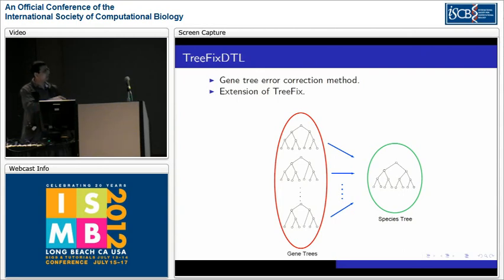And the idea here is pretty simple. The idea of Treefix is that it builds a cloud of trees around the maximum likelihood tree. This cloud of trees contains trees that are statistically equivalent to the maximum likelihood tree. Then you reconcile each of them with the species tree, and the assumption is that the one that has the lowest reconciliation cost is the more accurate reconstruction.